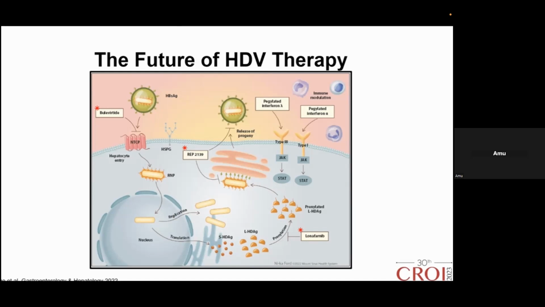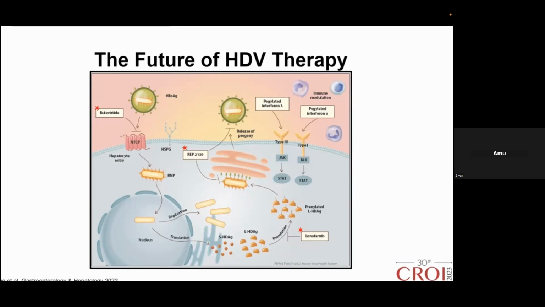Lonafarnib is a farnesyltransferase or prenylation inhibitor, and farnesylation or prenylation involves the addition of a hydrophobic farnesyl group to proteins, which renders them more lipophilic and facilitates protein attachment to lipid membranes. So farnesylation of hepatitis D antigen specifically allows it to anchor to hepatitis B surface antigen in its envelope. And lonafarnib essentially has the effect of preventing hepatitis D virion assembly. Unlike bulevirtide, it does not reduce the infection of the hepatocytes by hepatitis D or B viruses and results in the accumulation of viral intermediates inside hepatocytes.